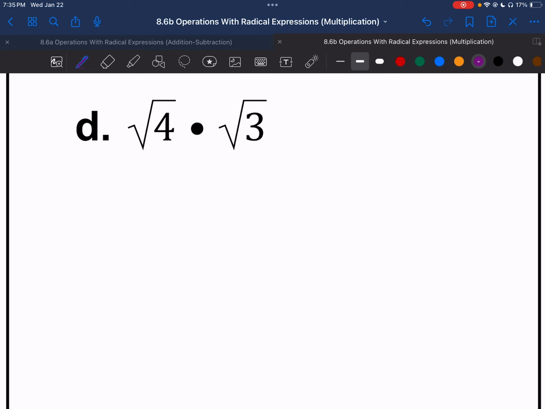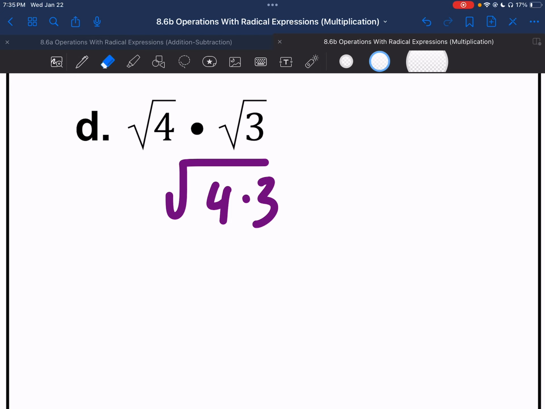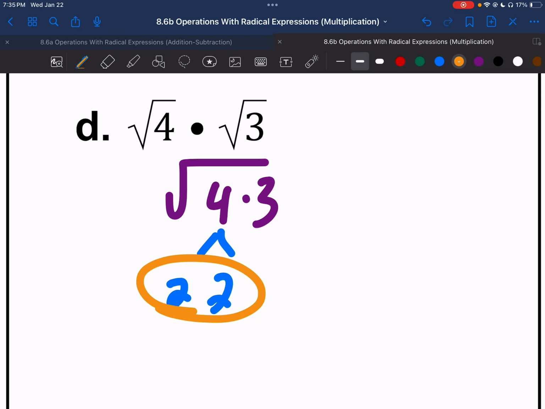All right, letter D, square root of 4 times the square root of 3, well, that's the square root of 4 times 3, which is the square root of 12. But I think we need to go back and revise that, because if we look at it, square root of 4, well, that's 2 and 2, which gives me a pair of 2's to bring out, and it's 2 root 3. Now, could you have done that before you combined the two radicals? Absolutely, you could have. It was something you could have done. I just decided to combine them to show you.